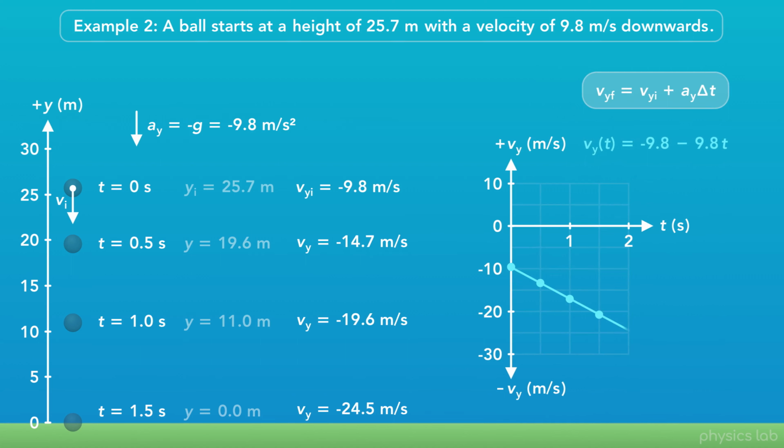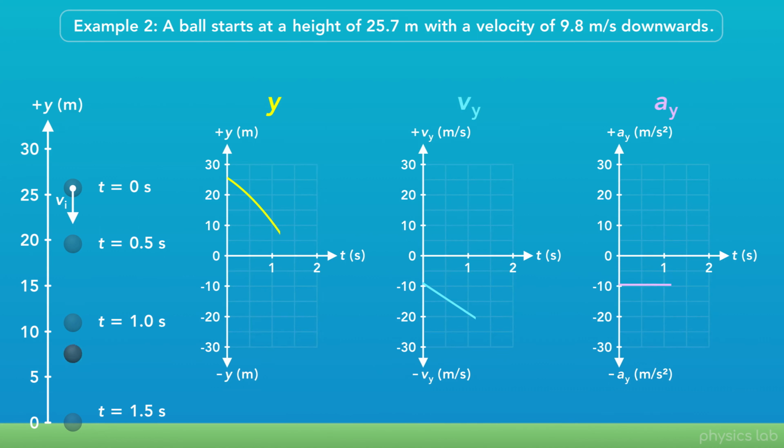And here's the velocity versus time graph for this motion. Now, the velocity starts at negative 9.8 meters per second, but the slope of the velocity graph is still the acceleration. Here's all 3 graphs for this motion. Remember, the slope of the position curve is the velocity. Since the ball starts with a negative velocity, the position curve starts with a negative slope. So that's what the projectile motion looks like for an object that starts at some height with an initial downwards velocity.